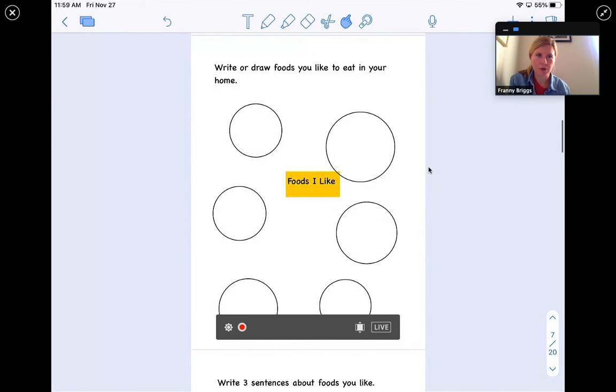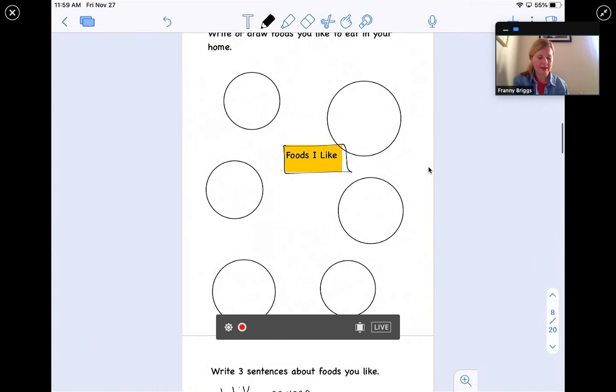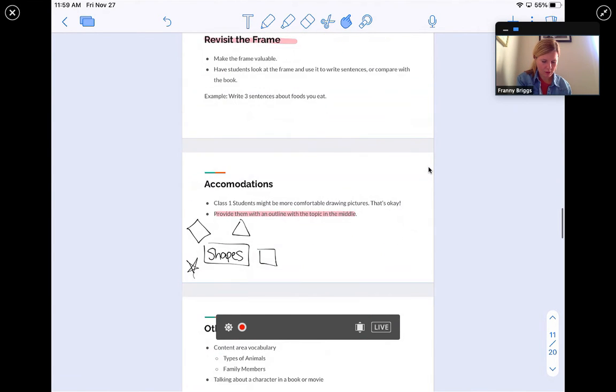That's another important point, actually. I should have mentioned this earlier. You want to make sure that the topic is in a square or a rectangle in the middle, and that the things surrounding the topic are in circles or ovals so that they're in different shapes. Okay.